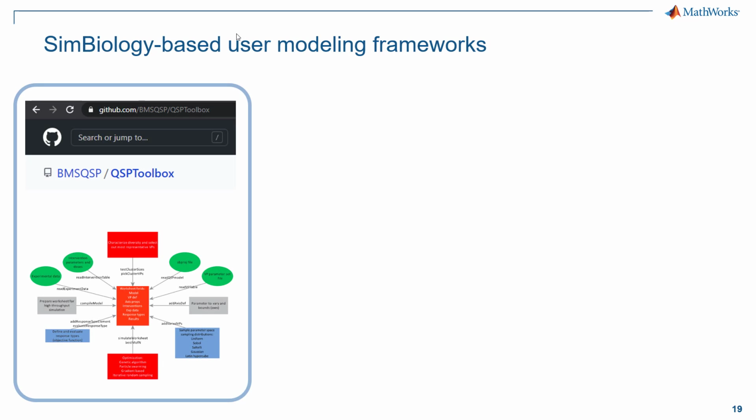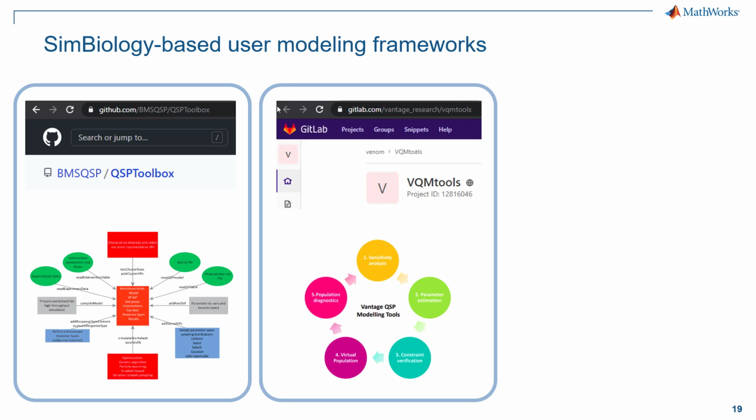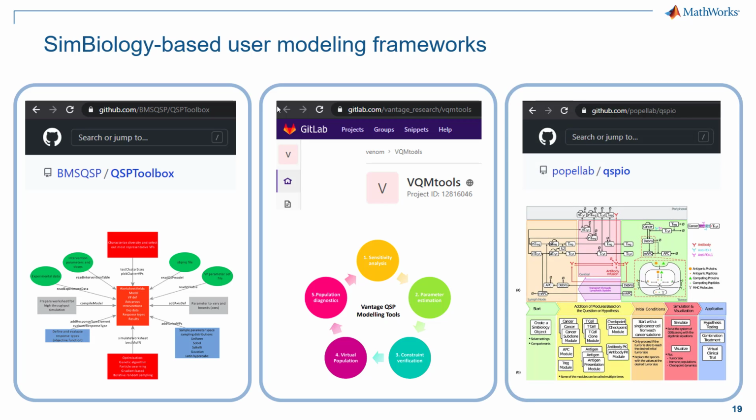Other examples of SimBiology-based modeling frameworks are Bristol-Myers Squibb's QSP Toolbox, which is meant to standardize critical aspects of the QSP workflow, and that includes data integration, model calibration, and variability exploration, as well as to calibrate virtual populations. Vantage, another consulting company, developed VQM tools, which focuses on the creation and evaluation of virtual populations based on reference subjects and the definition of model constraints. And then lastly, the group of Aleksander Popel at Johns Hopkins University has developed a SimBiology-based platform for QSP modeling in immuno-oncology that allows for the construction of QSP models within IO with varying degrees of complexity based upon the research question at hand.